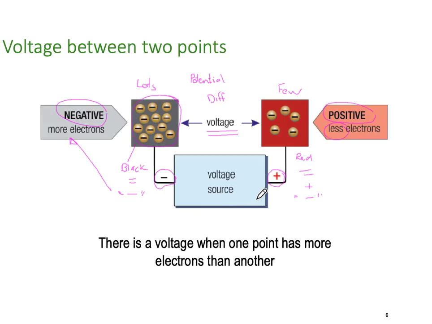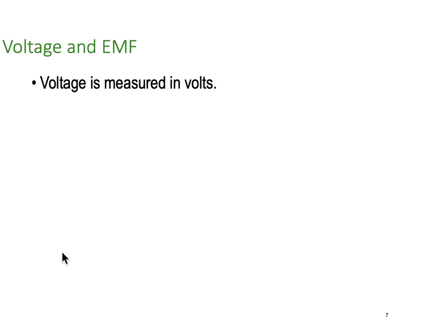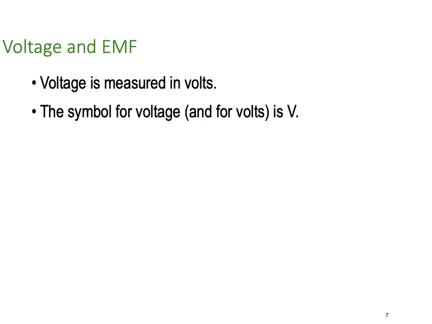And when we look at the positive and a negative in relation to each other, it's called a voltage source. So what's voltage in EMF? Voltage is measured in volts, named after Alessandro Volta. So Mr. Volt, it's named after. The symbol we use is the capital V. So uppercase V for volts.